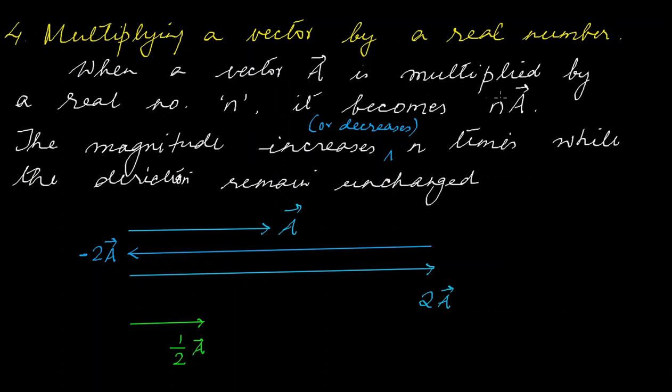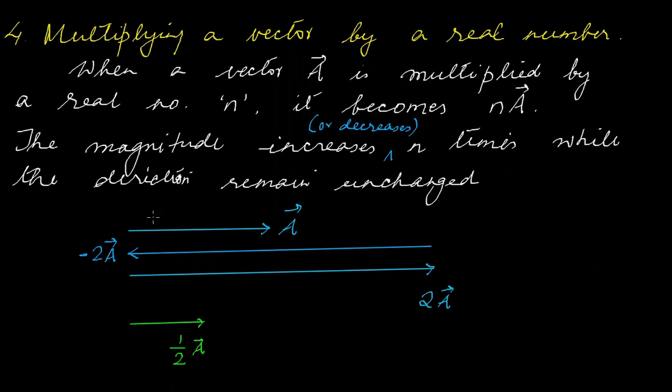So when a vector a bar is multiplied with a real number, it becomes n a bar. The magnitude can increase or decrease depending on the value of n. But the direction will change. If you multiply with minus 2, we can see that the direction has changed. Its direction is same or opposite to a bar accordingly.